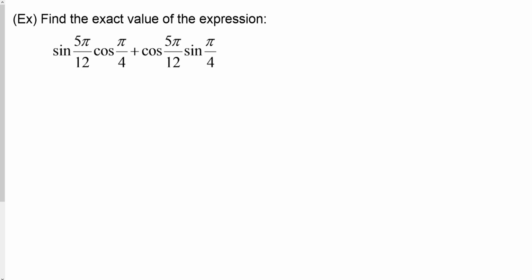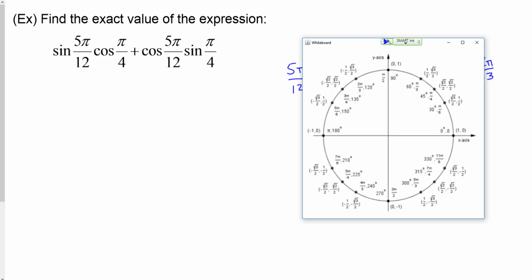One thing that we might be able to do, however, is use the sum and difference angle identities in reverse. So for instance, 5 pi over 12 plus pi over 4 would be 5 pi over 12 plus 3 pi over 12, which is 8 pi over 12, or if you divide the numerator and denominator by 4, that's going to be 2 pi over 3. Now 2 pi over 3, if you look at your unit circle, is one that's known. So we're going to work with that.